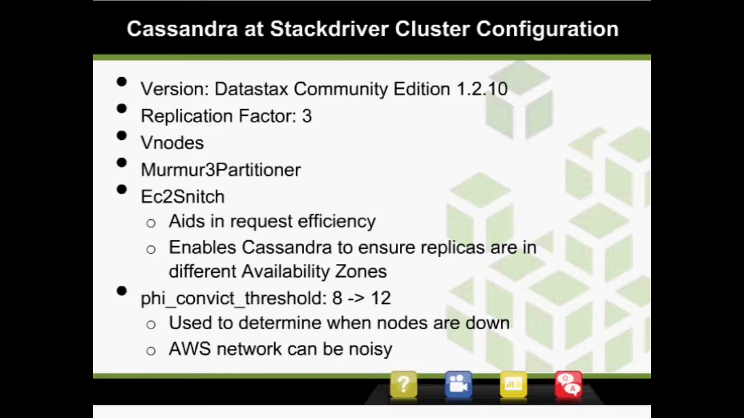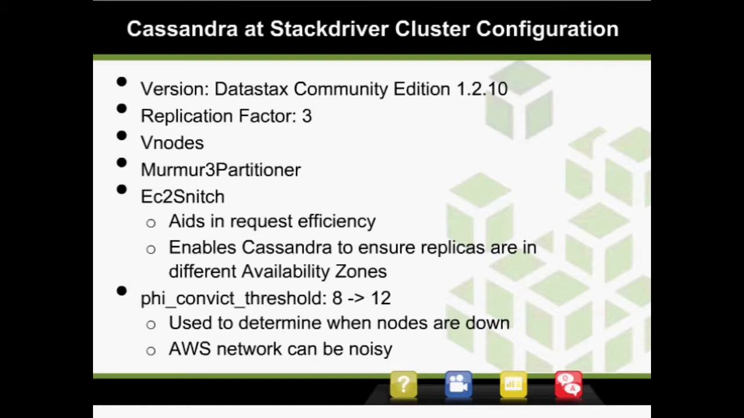And the other thing that the EC2 snitch gives you is that it enables Cassandra to ensure replicas are in different availability zones. And this is probably the most important thing. Since each of the Cassandra nodes knows where it is and where other nodes are, when it goes to replicate data, it can ensure that when you have a replication factor of 3, that data is actually living in 3 different availability zones. And obviously this is important because if an availability zone were to go out, you wouldn't want all 3 replicas to be in the same data center.